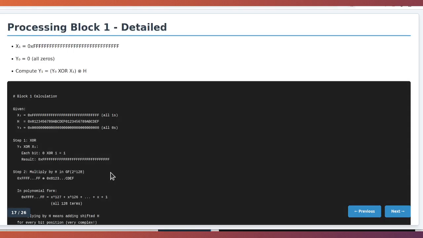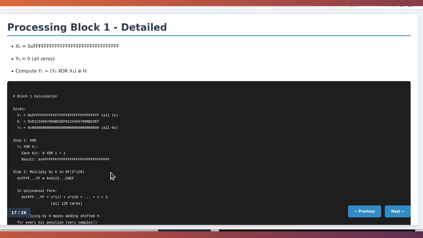Processing the first block. Let's work through processing the first message block in detail. Suppose our first message block is X1, equal to the hexadecimal value 0xFF...FF, which has all 128 bits set to 1. Our hash key is H, equal to the hexadecimal value 0x01...DEF.